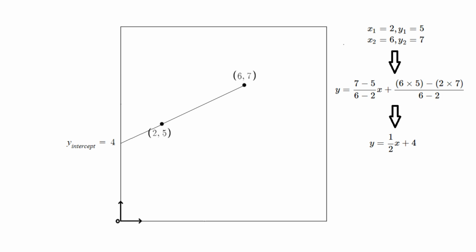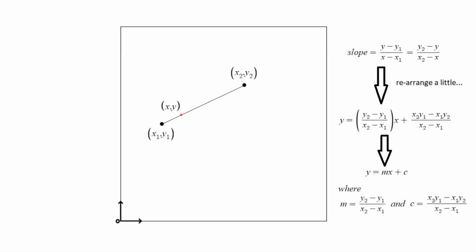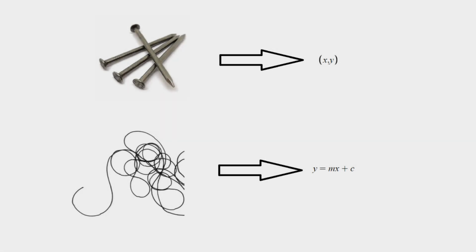In fact, there is a second way in which you can write the equation of a straight line, which is called the slope-intercept form. Here m is the slope of the line and c is the y-intercept. This is exactly the same equation as before, but looks a little less intimidating. With this, we have mathematical proxies for these nails and threads, and up next, we will put them in their places on the canvas and go from there. So let's go ahead and do that.